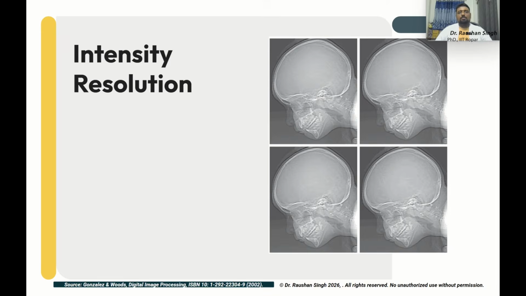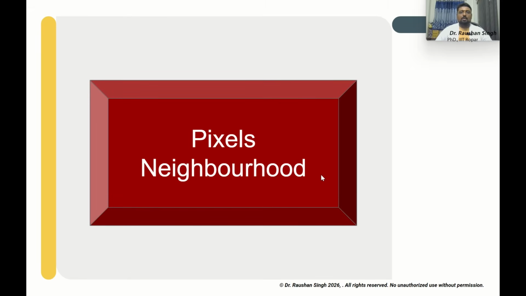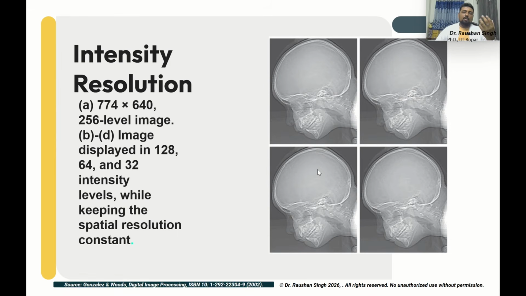For intensity resolution, I have also taken the example from the Gonzalez and Woods book. You can see that this is 774 into 640, and images B to D are displayed at 128, 64 and 32. So this is 128 intensity levels, 64 intensity levels and 32 intensity levels. From this image to this image you have so many differences. Intensity level basically plays a vital role in giving you clarity in the image.